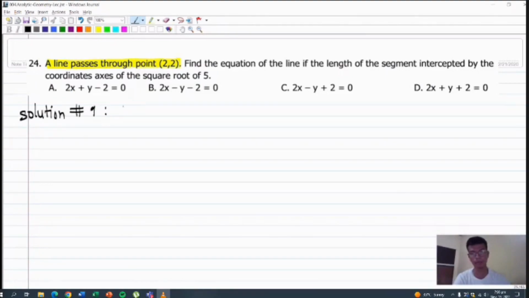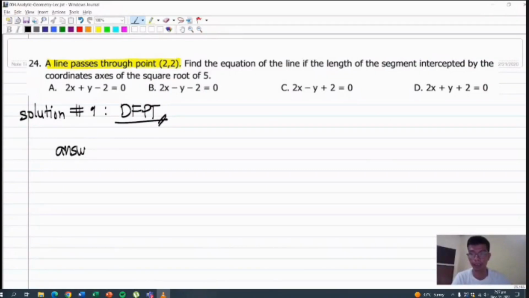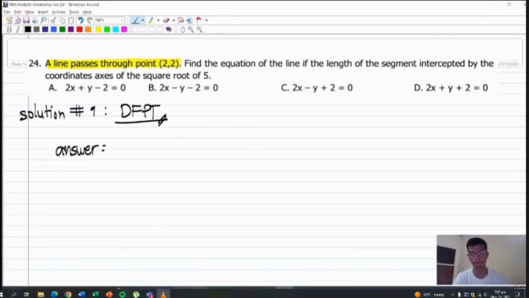Gawin is the DF, passing through, kasi nabasa natin yung passing through. So, gawin natin yung solution number 2. Find the equation of the line if the length of the segment intercepted by the coordinate axis has a value of square root of 5. Mahirap pala to. So, ang gawin na lang natin is the solution number 1, which is the DF passing through. Hanapin lang natin kung sino ang magsasatisfy.